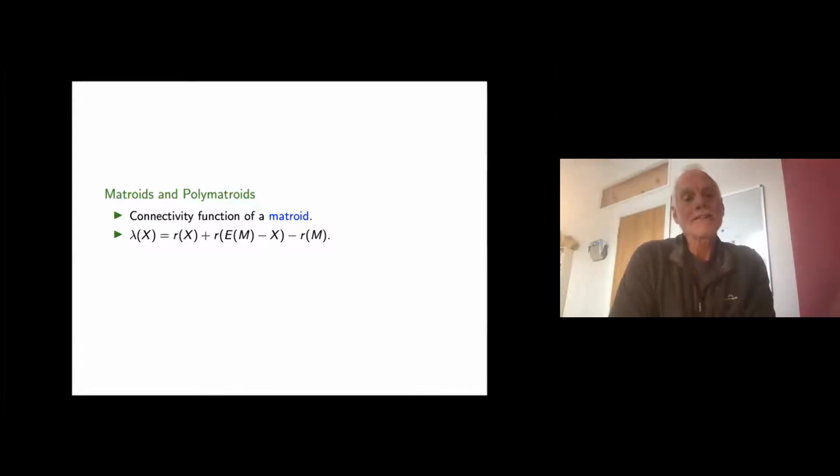The connectivity function is defined in a way that is similar to the way we define vertex and edge connectivity, but we're using rank. So we're saying the connectivity of set X is the rank of X plus the rank of the complement minus the rank of M. What's this thing measuring?